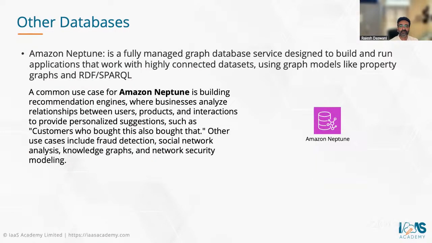Let's talk about some other databases. There's Amazon Neptune. You might see a question on the exam asking you which database you would recommend for a graph-style database structure. Amazon Neptune is a fully managed graph database. It's designed to help you build complex relationships between the entities that are stored in the database. So things like social media networking, or business analysis between relationships, and use cases that are things like fraud detection, knowledge graphs, network security modeling, that kind of thing. Social network analysis, social media platforms often use graph databases.